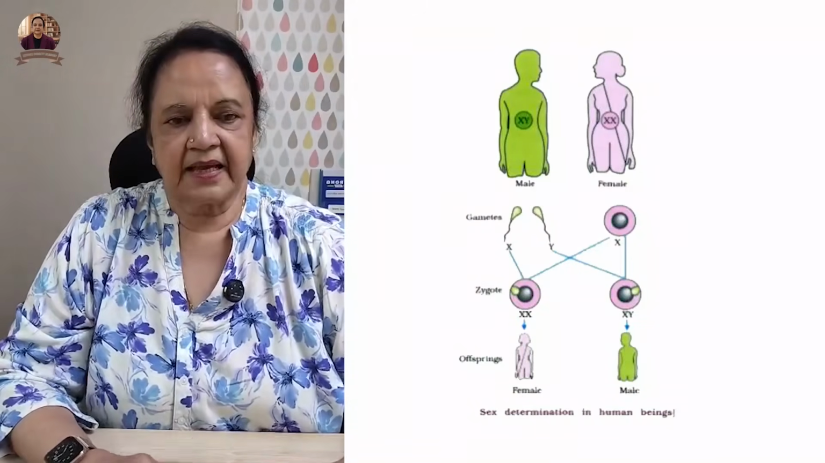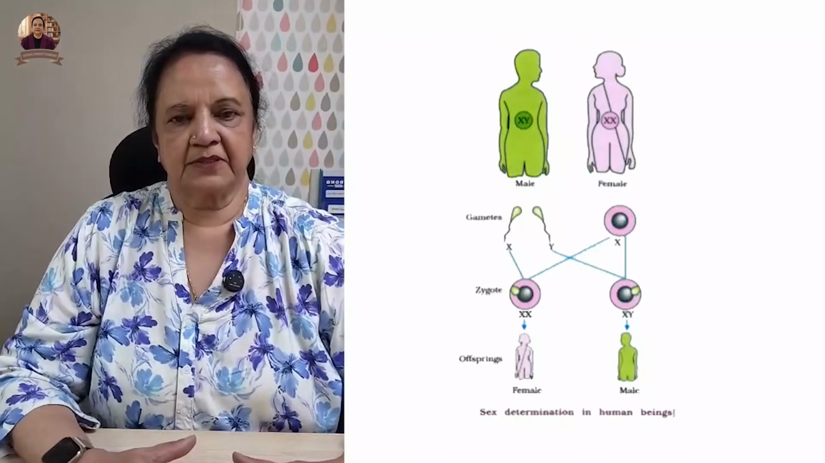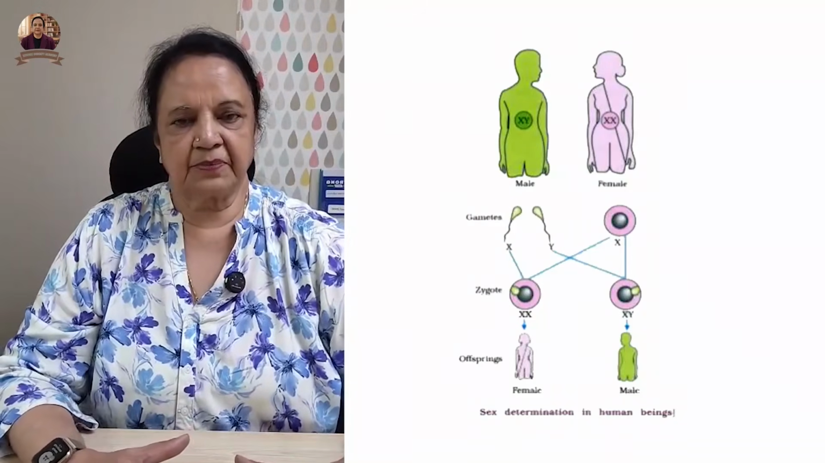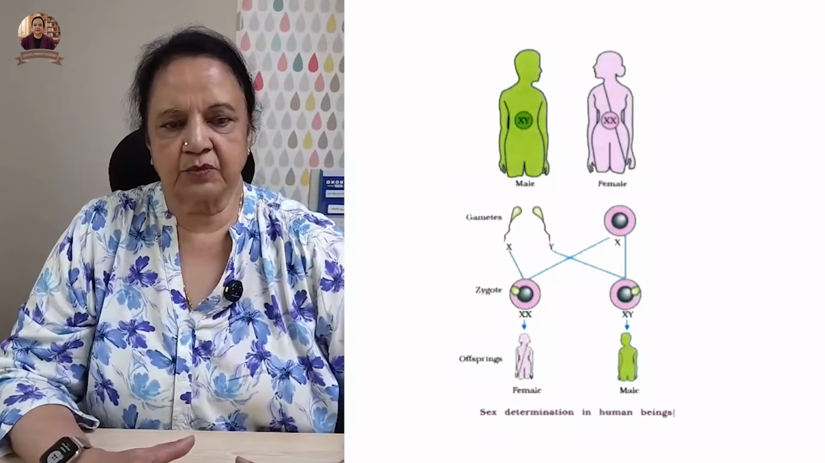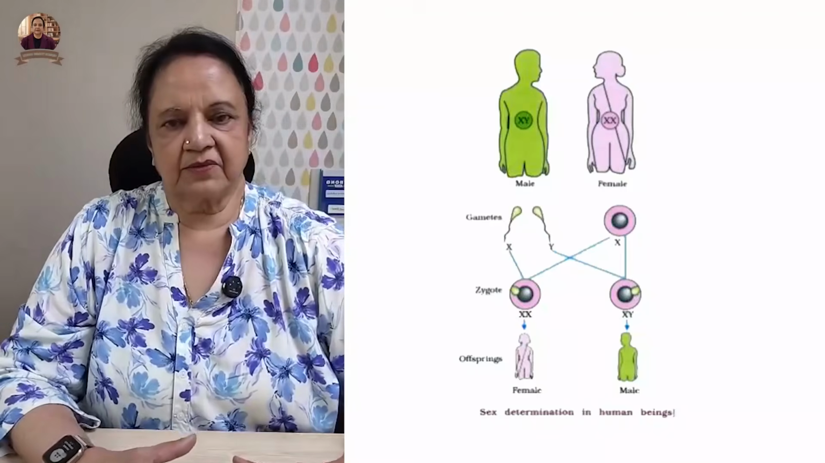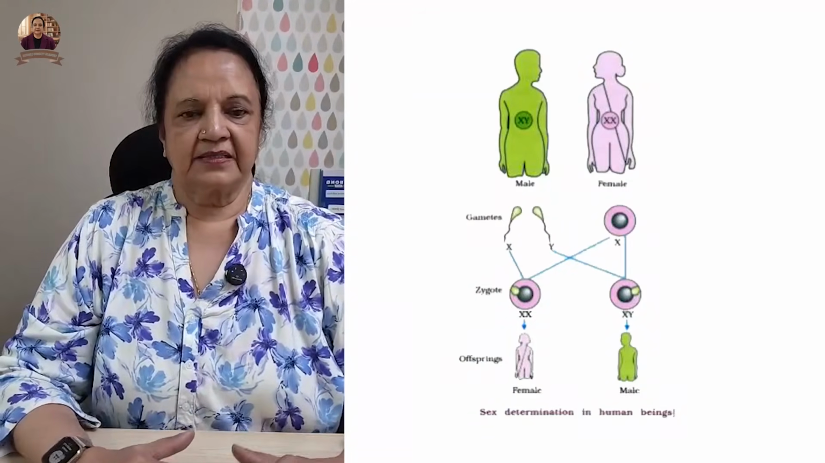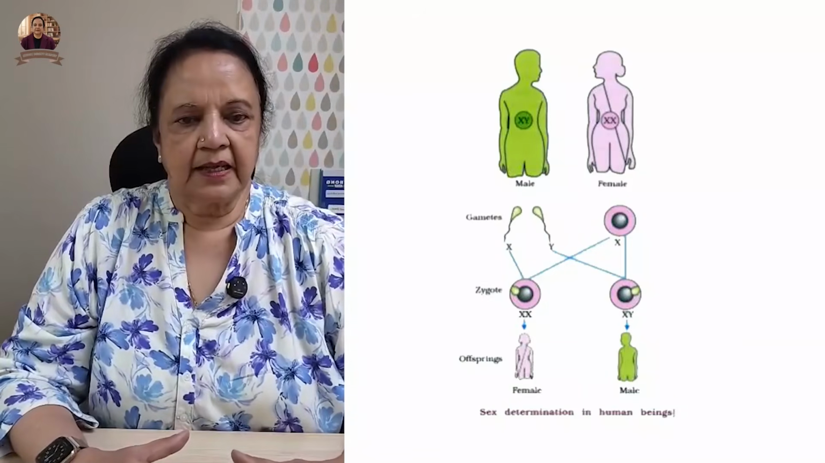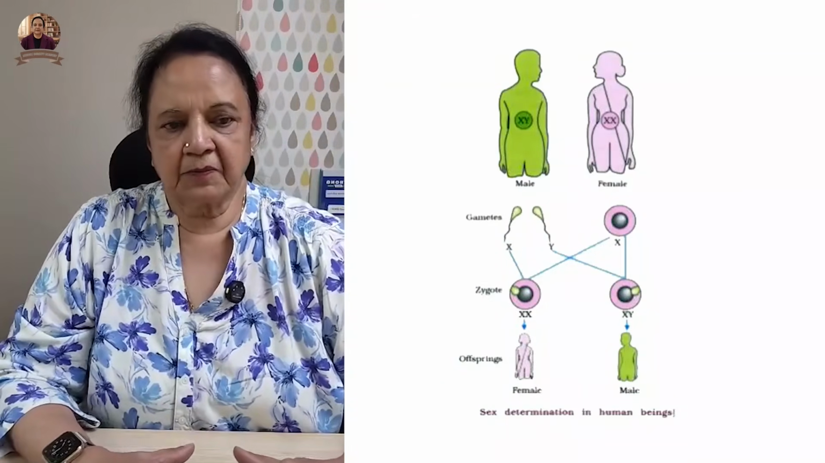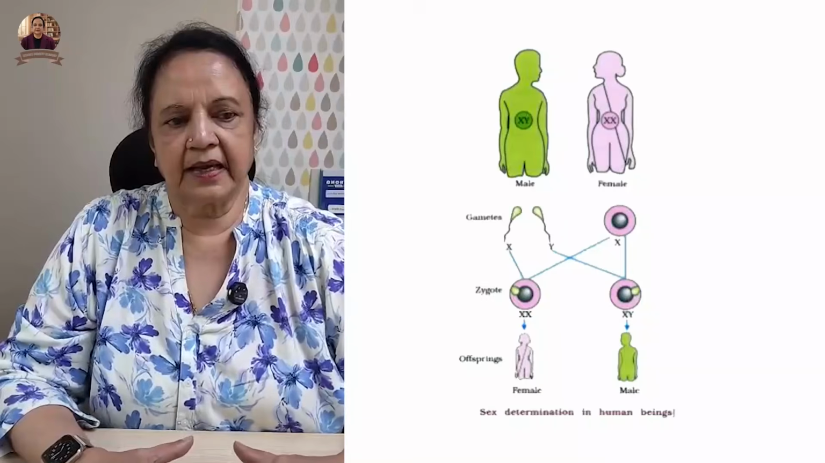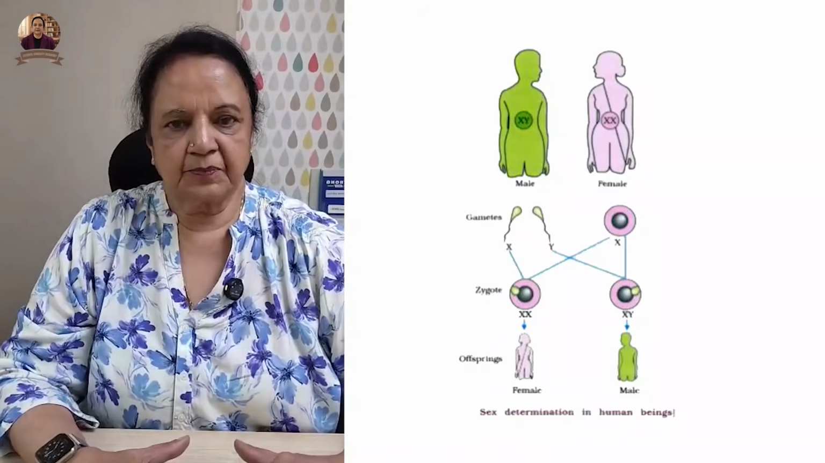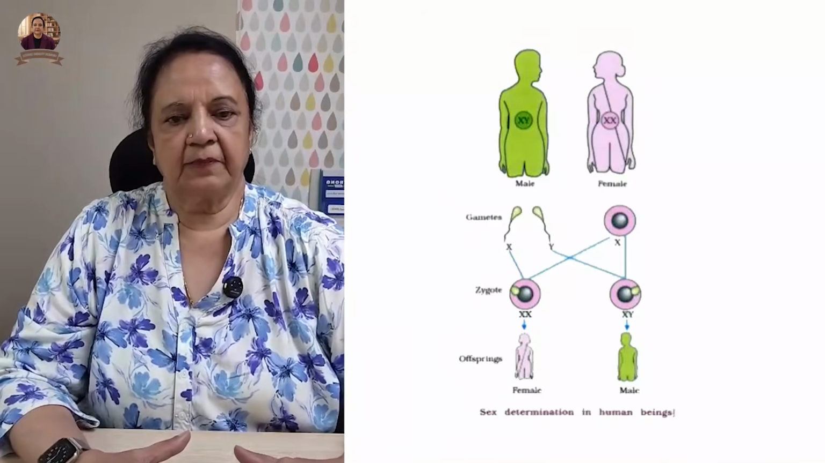The male is XY, so his sperms are of two types. 50% will carry the X chromosome and the remaining 50% will have the Y chromosome. So when a genetic cross is done, if an X-carrying sperm fertilizes an X-carrying egg, the offspring born will be a female.